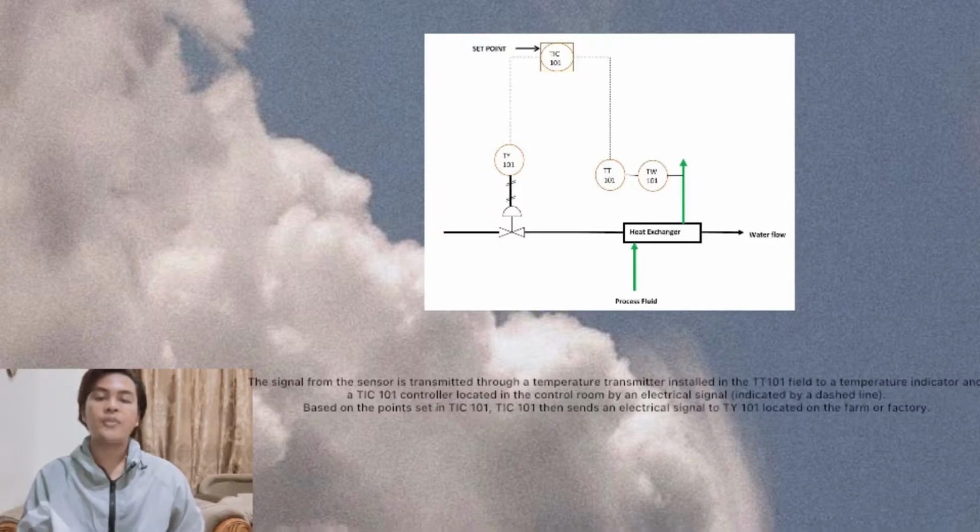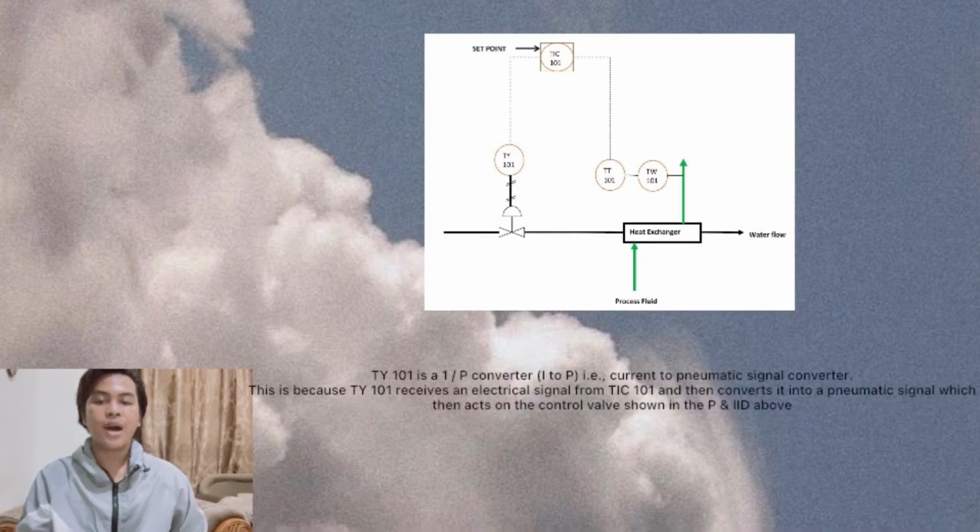The signal from the sensor is transmitted through a temperature transmitter, TT101, installed in the field, to a temperature indicator controller, TIC101, located in the control room by an electrical signal indicated by a dashed line. Based on the set point in TIC101, it then sends an electrical signal to TY101 located in the field or factory.